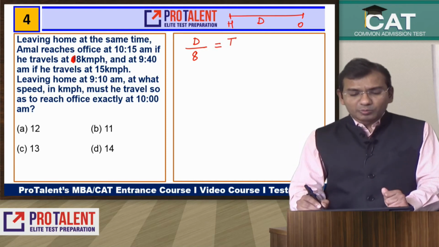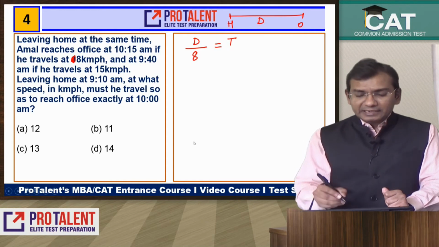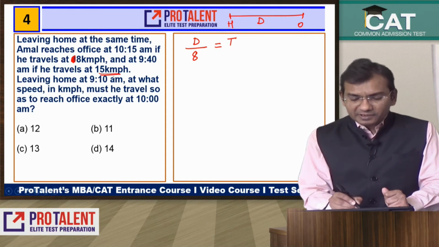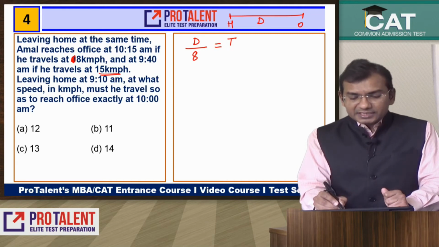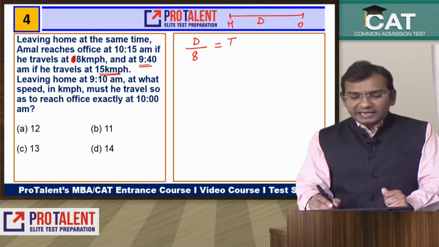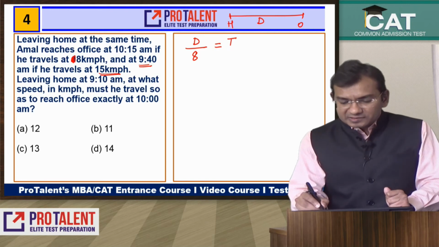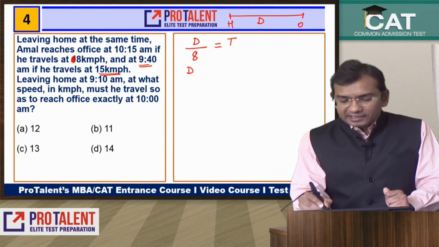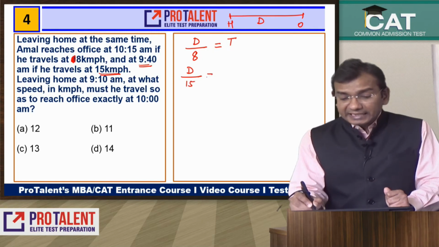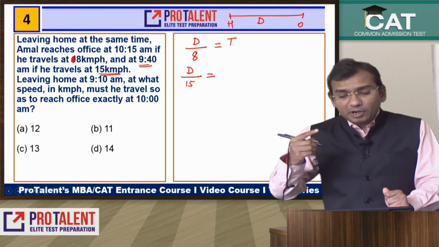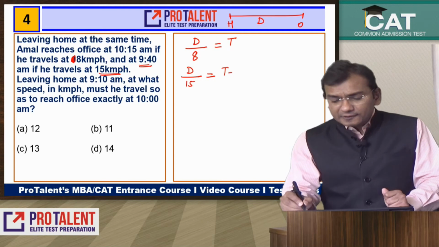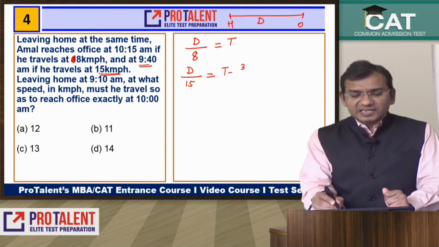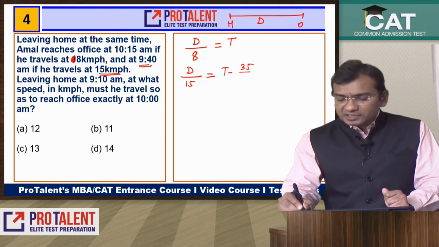Okay, we don't know how much that is. But if he travels at 15 kilometer per hour, and he reaches office at 9:40, so that is d divided by 15, he reaches sometime early. कितना early? 35 minutes. Is it? Yes, 9:40 to 10:15 is 35 by 60.